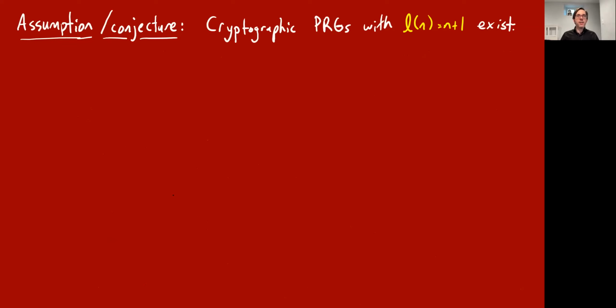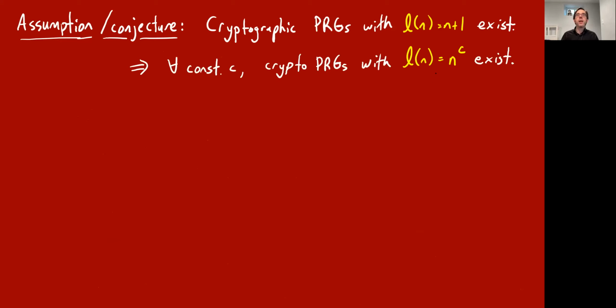Okay, but let's take this as an assumption for now, that there are cryptographic pseudorandom generators that stretch a random string by 1 bit, and they give you back an n+1 bit string that still looks random to any polynomial time adversary. It's a fact, not too hard to prove, that if you make this basic assumption, then you can deduce a stronger assumption, that for all constants C, like 10, you can also have a cryptographic PRG that stretches n-bit strings to n to the 10 length strings.